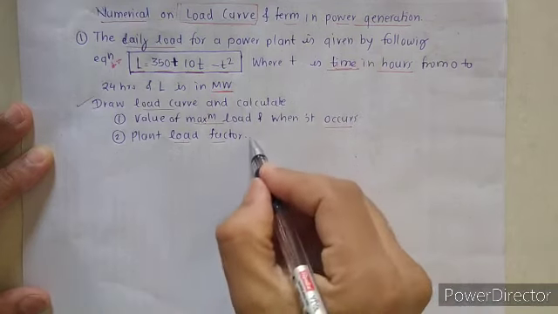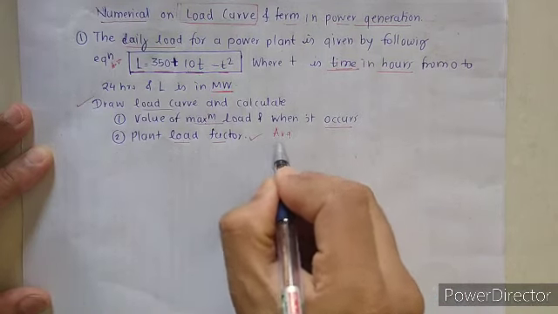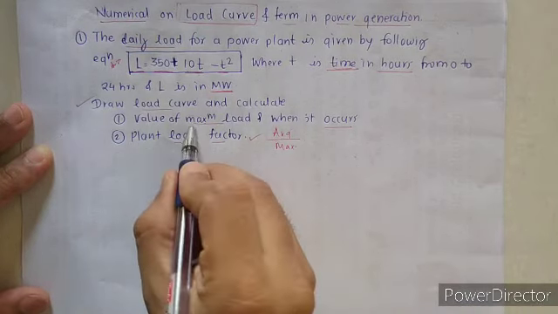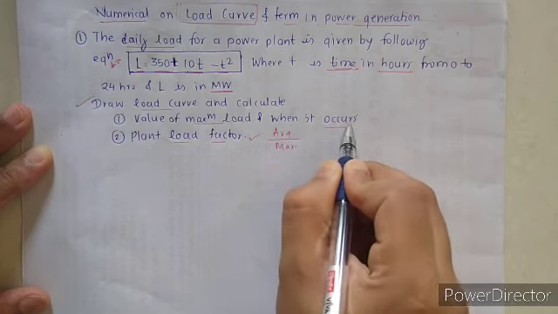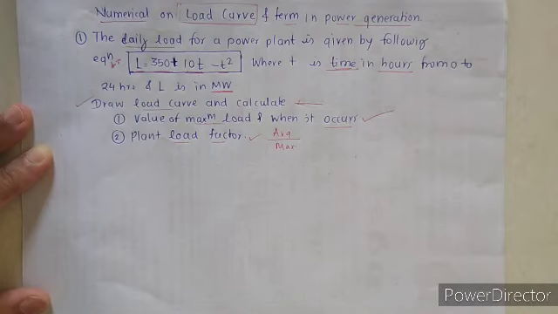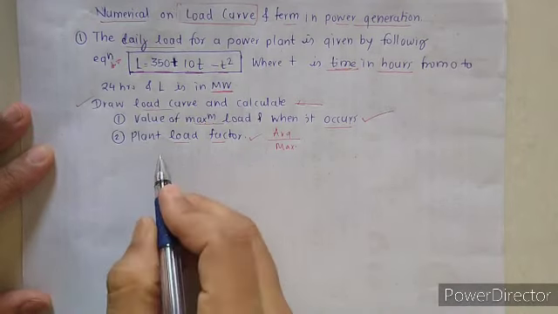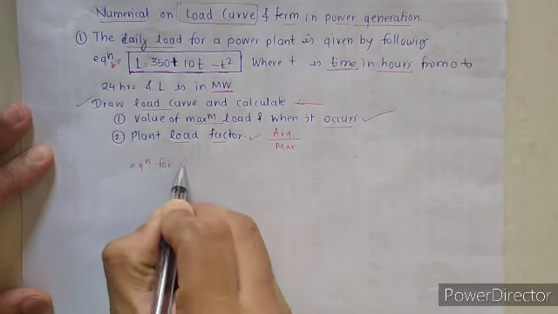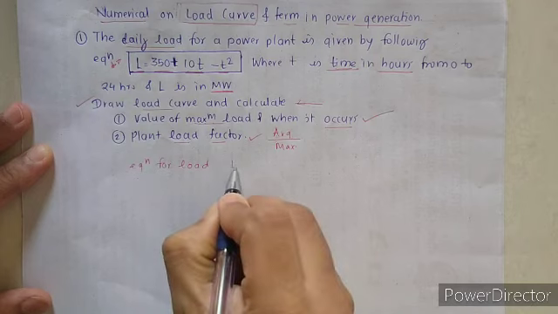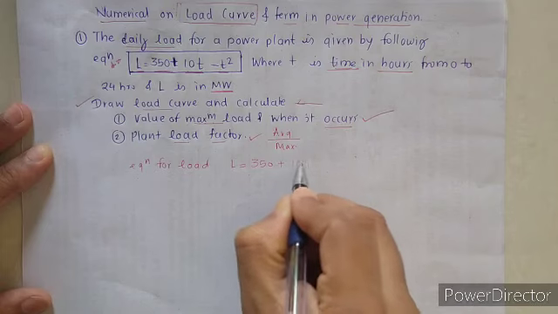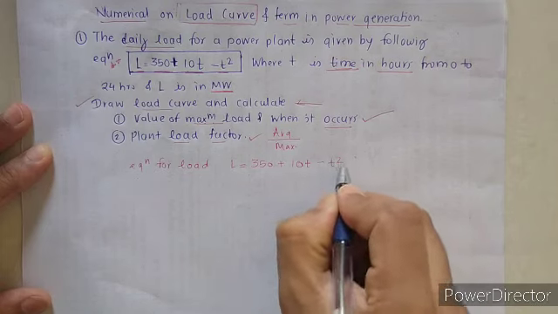We know what plant load factor is. It is average load upon maximum load. The value of maximum load and when it occurs will be calculated with the help of the load curve. So write down the equation for load: L in megawatt is 350 plus 10T minus T square.